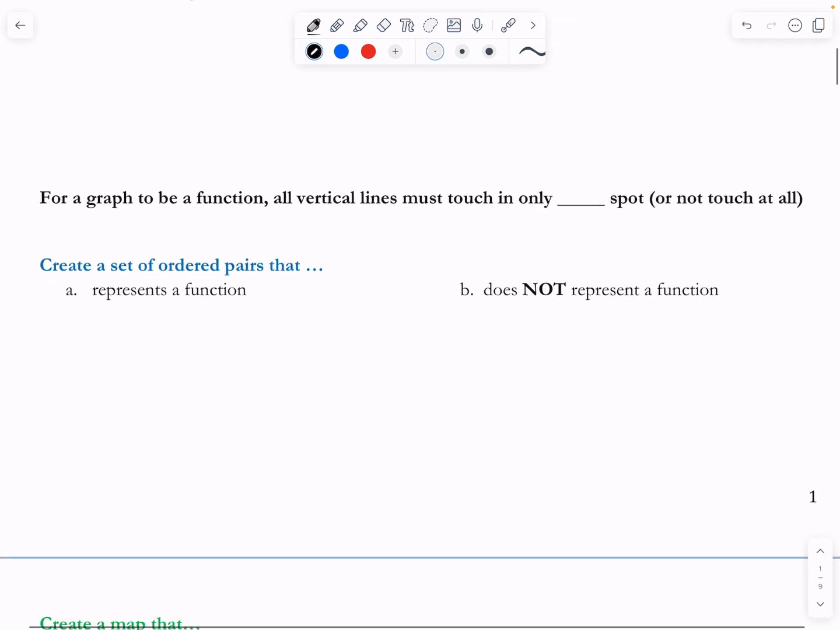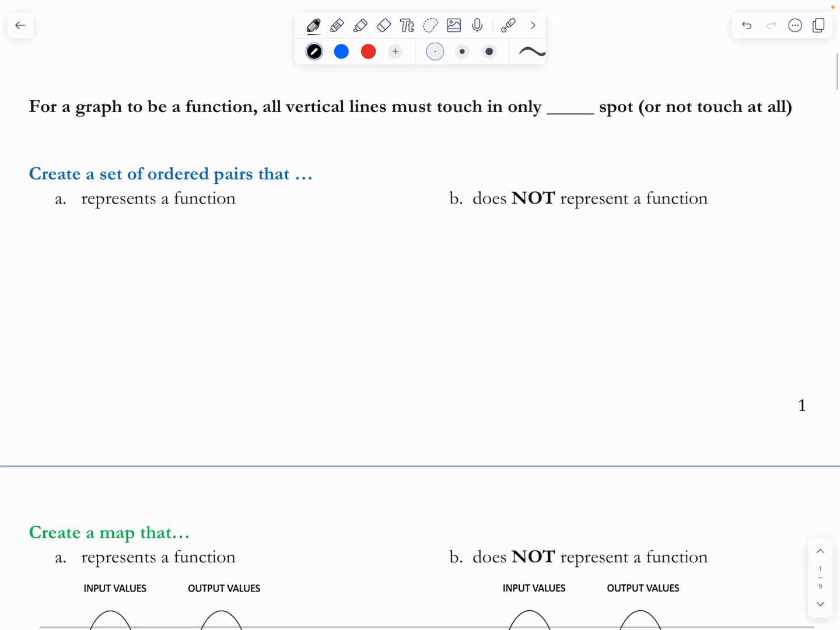All right, so as I mentioned already with the vertical line test, as long as your vertical line only touches in one spot or none, right? Again, there will be times where you have non-continuous functions, then it is a function. If it does fail the vertical line test, then we call it a relation.